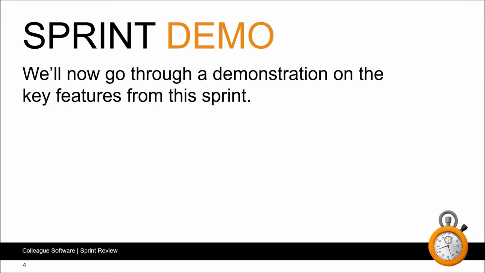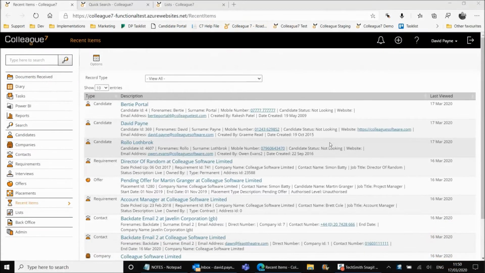We'll now go for a brief demonstration on the key features from this sprint. So the first point to go through is the update that we made to recent items. This is essentially just to bring recent items in line with all the other updates that we've been making against quick search results and against lists as well.